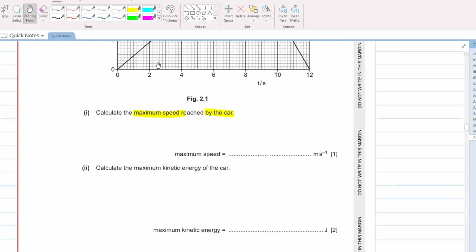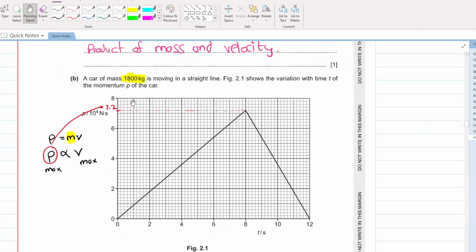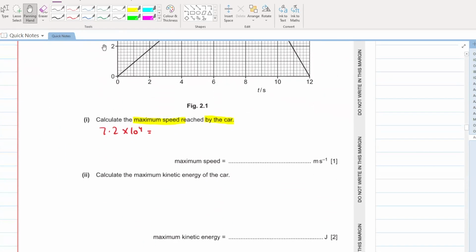Perfect. Let's write it here. Maximum momentum, 7.2 into 10 raised to the power of 4, is equal to the mass, that is 1800, times the maximum velocity. Divide both of them. 7.2 into 10 raised to the power of 4 divided by 1800. Maximum velocity or maximum speed comes out to be what? Can anyone calculate it? Maximum velocity comes out to be 40. Very good. 40 m/s is your answer.